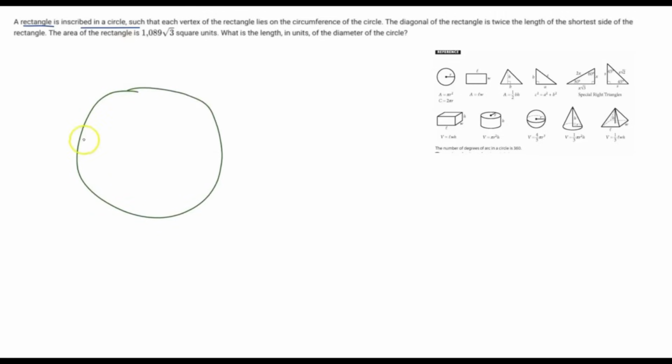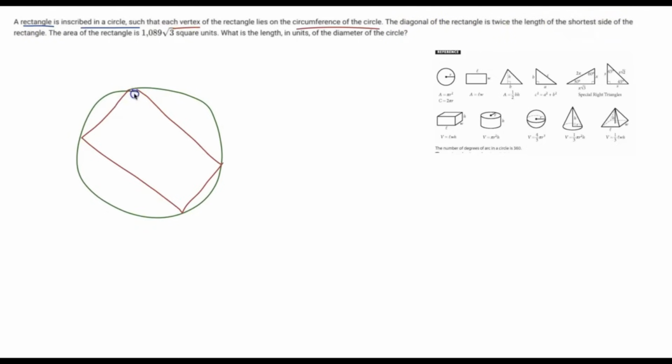So I'm going to draw a circle and then draw a rectangle. The rectangle is drawn such that each vertex, or each corner of the rectangle, lies on the circumference of the circle. So what it's going to look like is one corner goes there, boom, and then the corners of that rectangle are going to be on the circumference, or the outside, of that circle. So there's our drawing. It says the diagonal of the rectangle is twice the length of the shortest side of the rectangle. All right, let's draw that in.